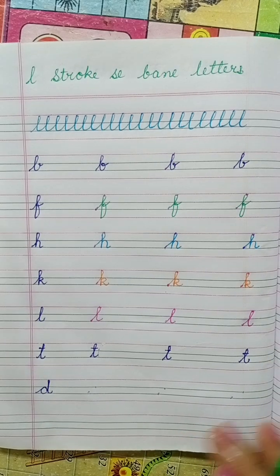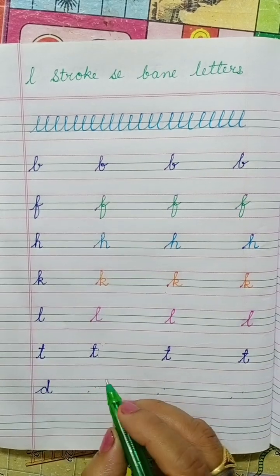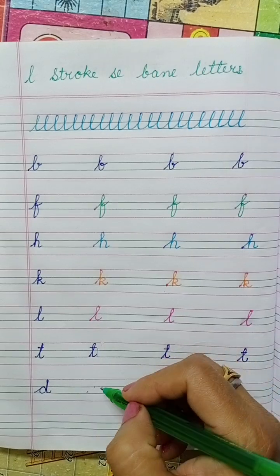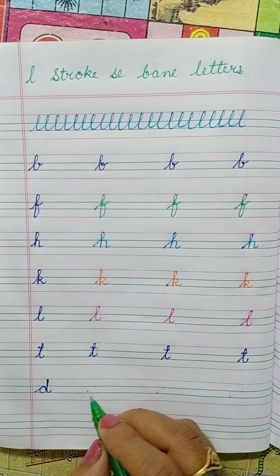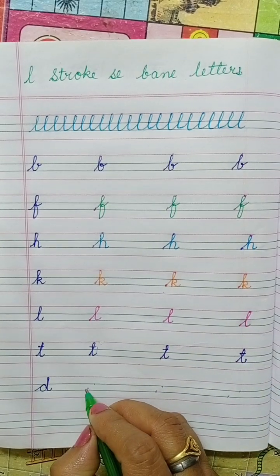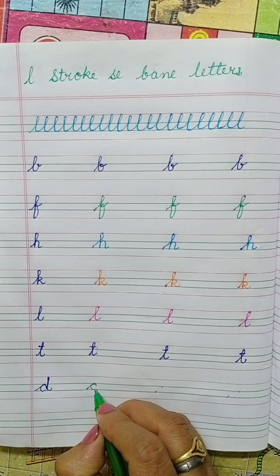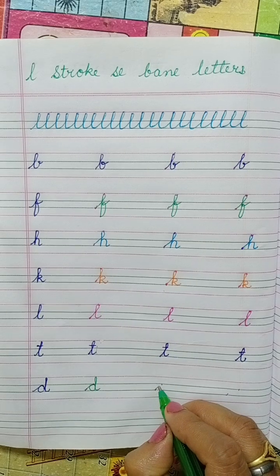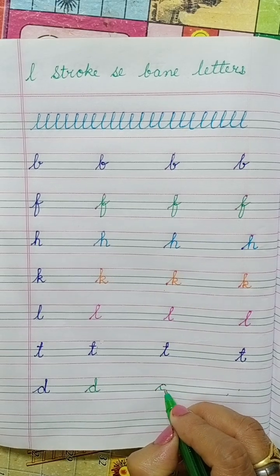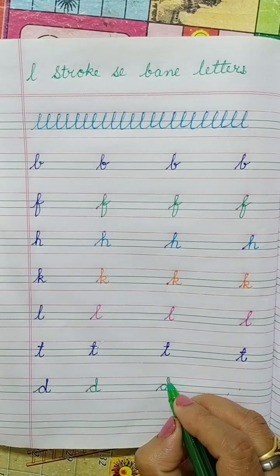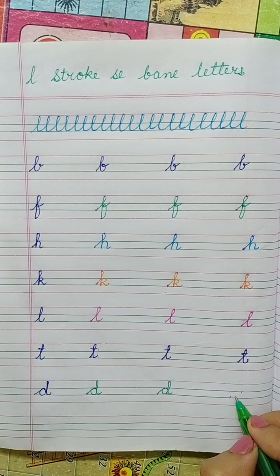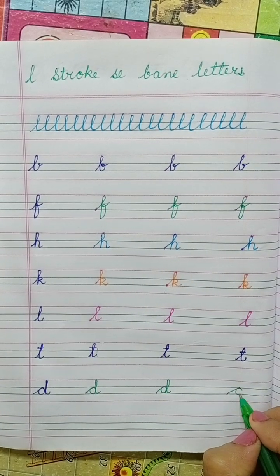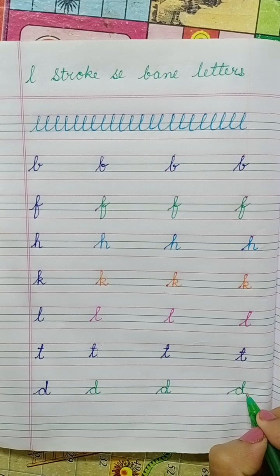Then we can write D from L stroke as well as C stroke like this. L stroke, first C stroke, then L stroke, first C stroke, then L stroke.